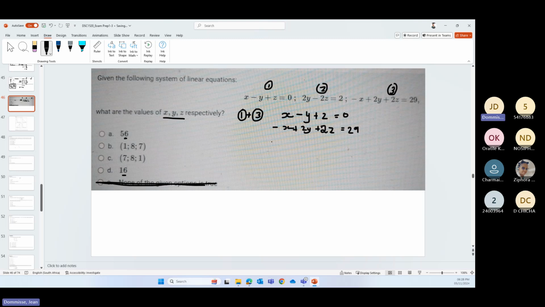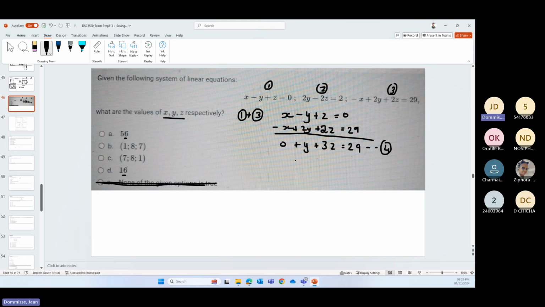Okay, so if we now add together x plus minus x, that gives us 0. Minus y plus 2y gives me y. z plus 2z gives me 3z. And 0 plus 29 gives me 29. So at least a bit of an easier formula, only 2 variables now and not 3. And then we see, oh, there's also a nice one.